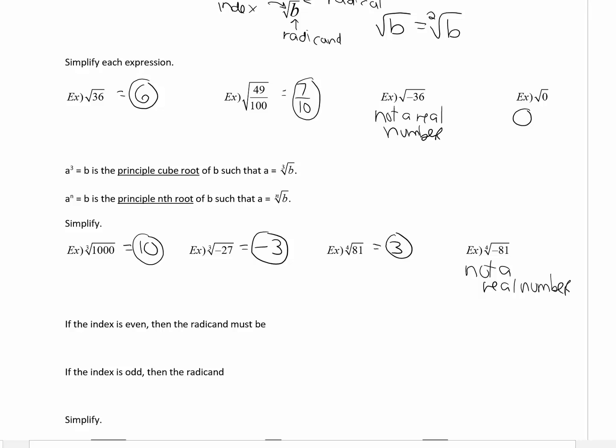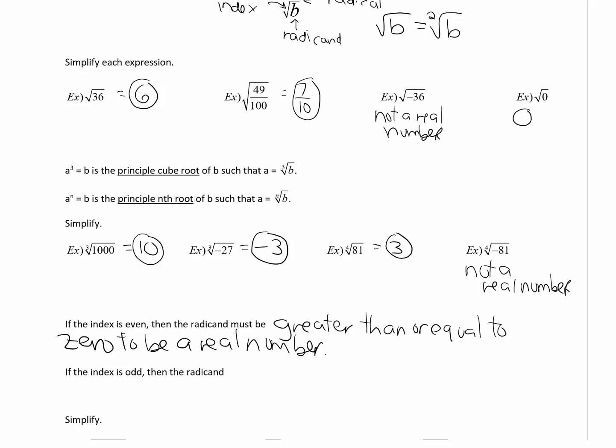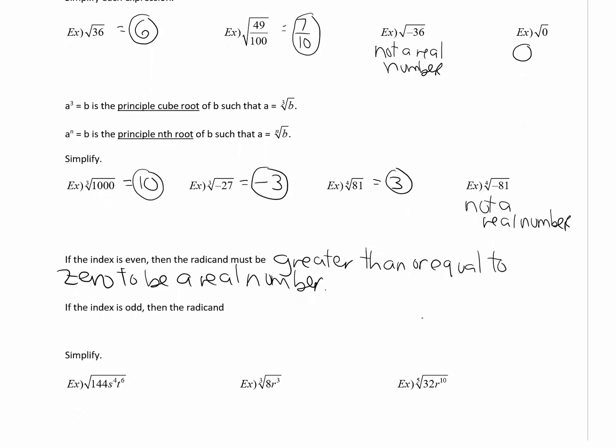Now, in both instances, what have we noticed when we did not have a real number? We had the index being even, and the number inside the radicand is negative. So, in general, if the index is even, then the radicand must be greater than or equal to 0 to be a real number. If the index is odd, then the radicand can be any real number.